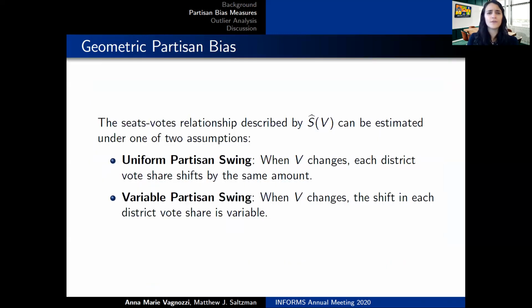It's important to note here that there are two assumptions we can make when we estimate the seats votes curve. So when the average district vote for a map changes, we can assume either that the individual district vote shares shift by the same amount statewide, we call this uniform partisan swing, or that this shift is variable for each district, and we call that variable partisan swing.